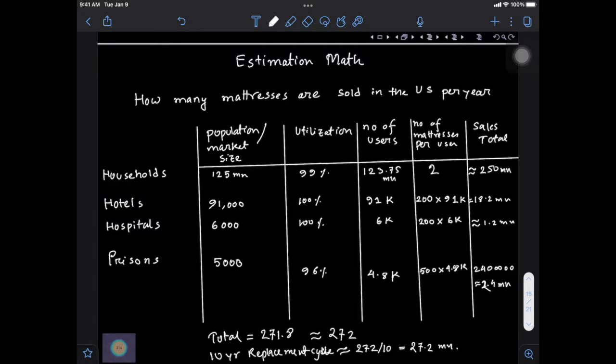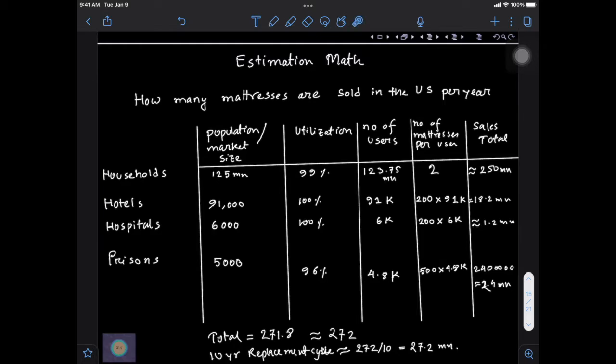Hi everyone, in this video we will take a look at solving estimation math questions. These are typical questions that are asked in interviews. So the point of these questions is to see the thinking pattern behind solving them, instead of just the precise number. So one question we'll try today is how many mattresses are sold in the US per year.